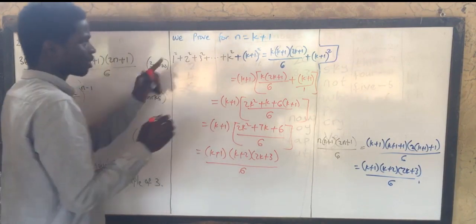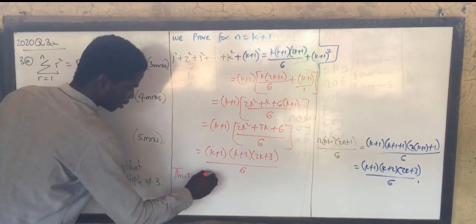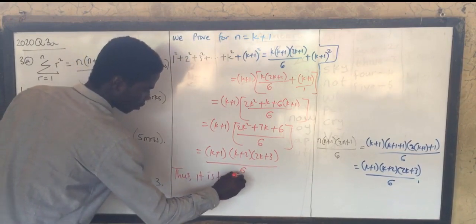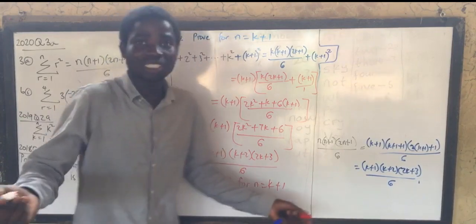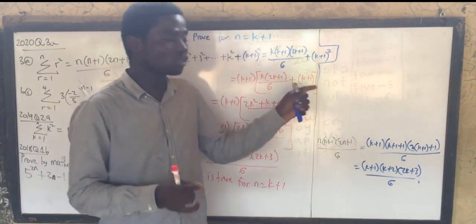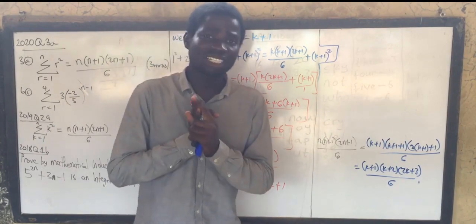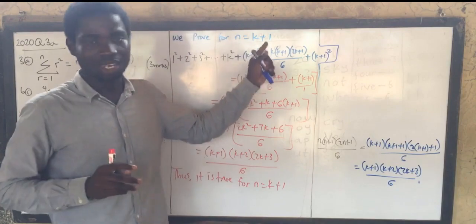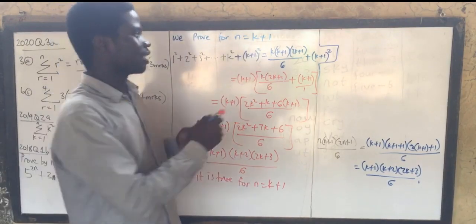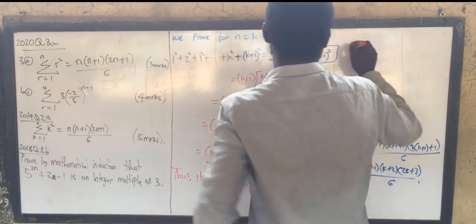So then you now say thus, it is true for n equal k plus 1. And you are done with induction. You have shown the 3 steps. I told you it is 3. Number 1 is prove it is true for n equal 1. Second, assume it is true for some n equal k, then prove for n equal k plus 1, and you have done that. So therefore, you just round up and write the question again for them.